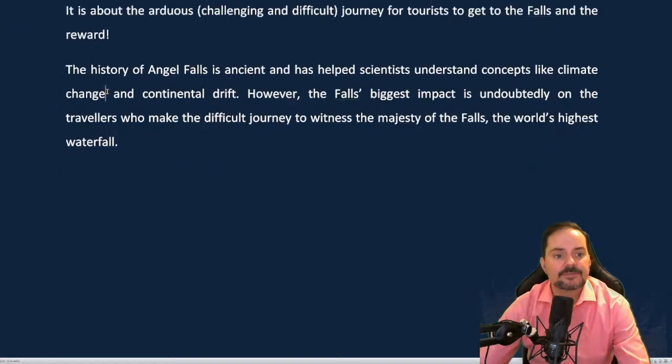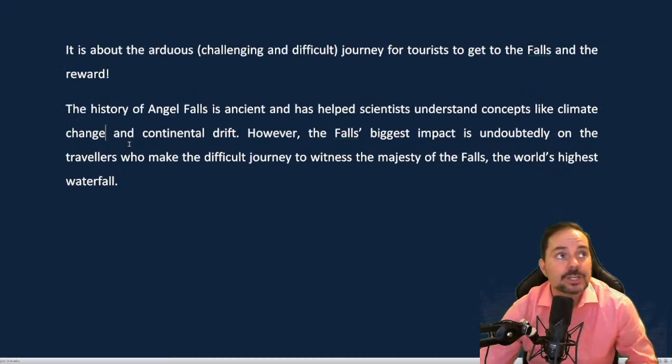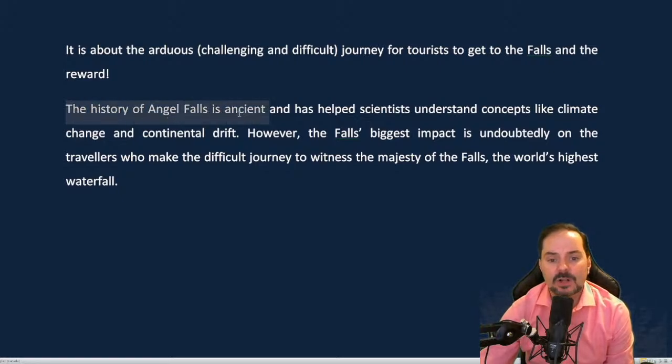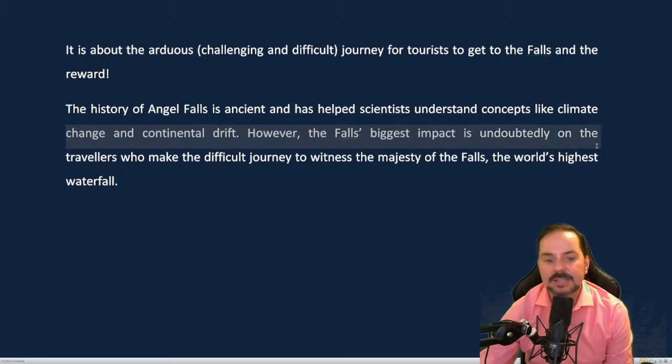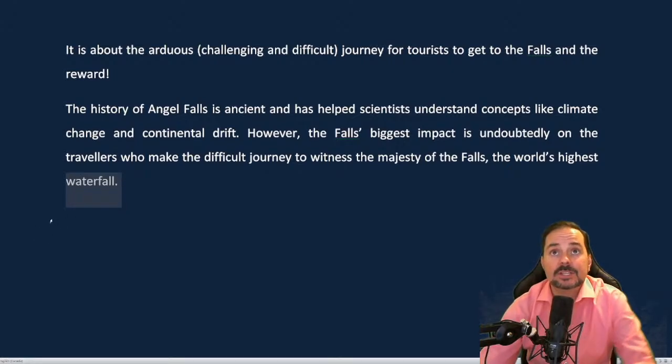All right, so let's finish this up. I believe it's our last little paragraph here. It's the conclusion. So let's read this together. The history of Angel Falls is ancient and has helped scientists understand concepts like climate change and continental drift. However, the fall's biggest impact is undoubtedly on the travelers who make the difficult journey to witness the majesty of the falls, the world's highest waterfall. So this is the world's highest waterfall, everyone, almost a kilometer high.